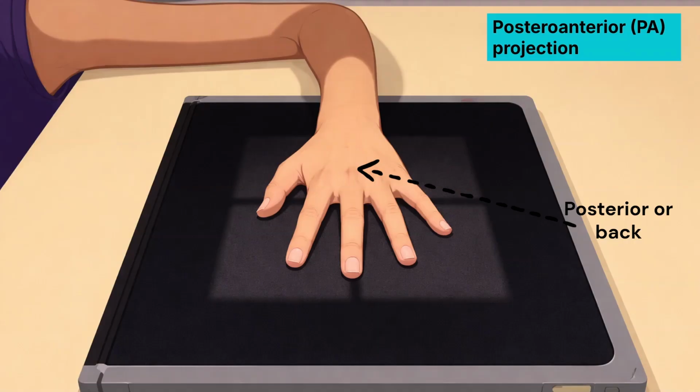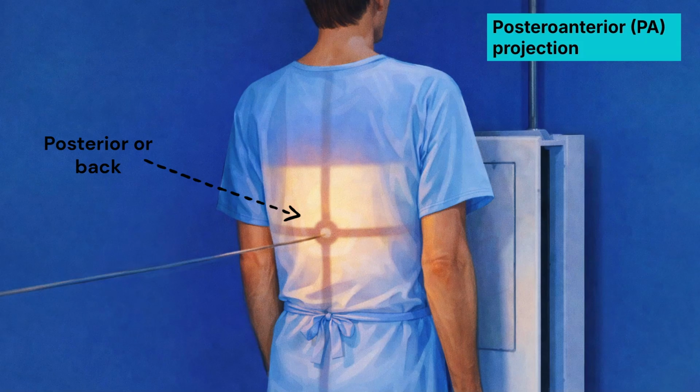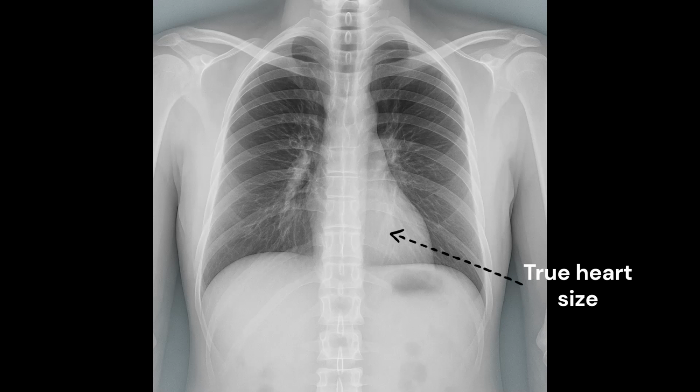PA, or posteroanterior projections, define the path of the X-ray beam entering the back and exiting the front of the anatomy of interest. In this case, it's always the anterior or front of the anatomy in contact with the image detector. PA projections are most commonly used when examining the chest. This is because the heart appears with its approximate true size, thus limiting misdiagnosis.